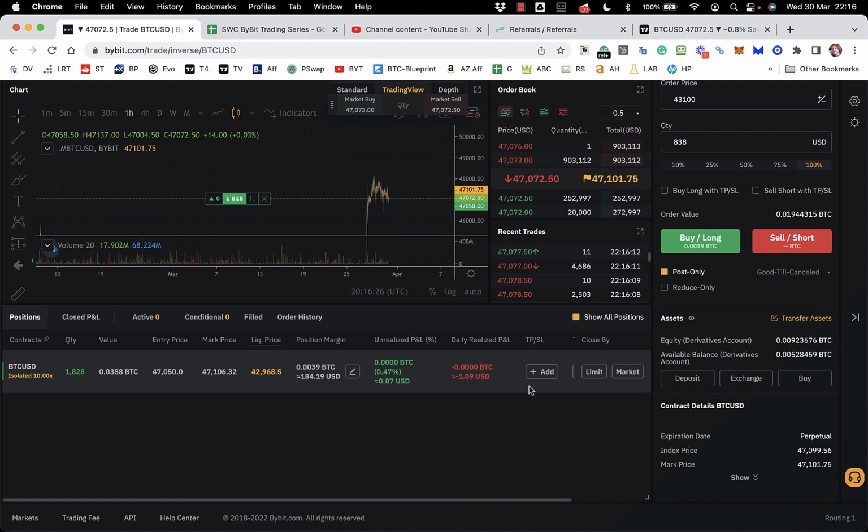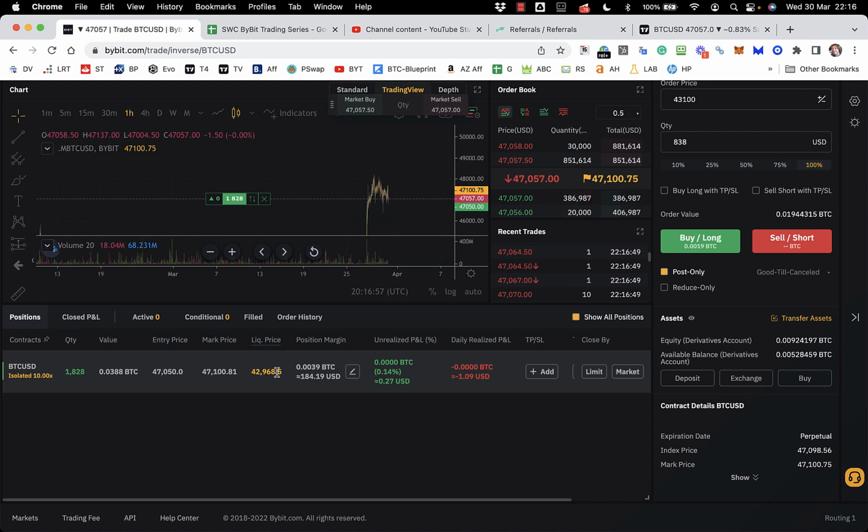As long as it doesn't come down below 42,968, I'll be all right. If it goes down to there, I would get liquidated. So what I want to do is make sure I've got buy orders between where we are now, like 47,070, and the liquidation price, which is pretty much 43,000.